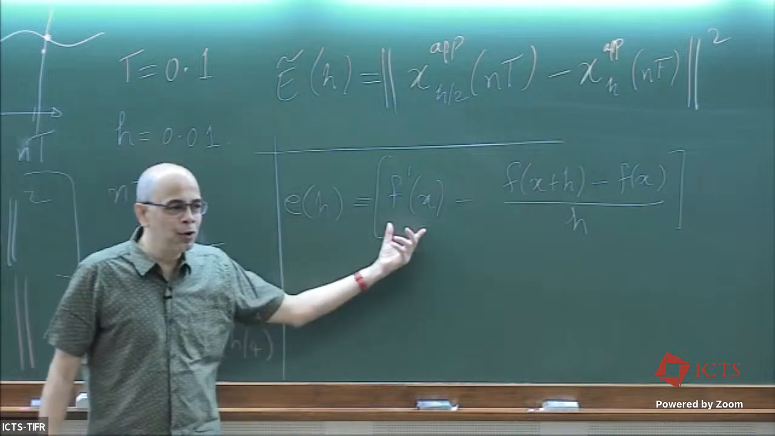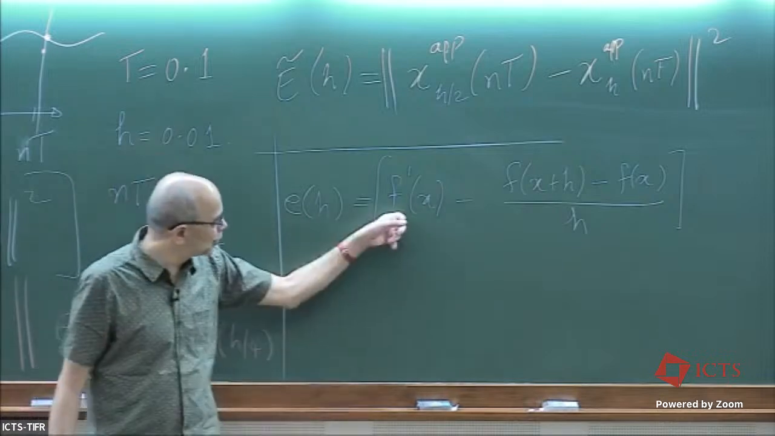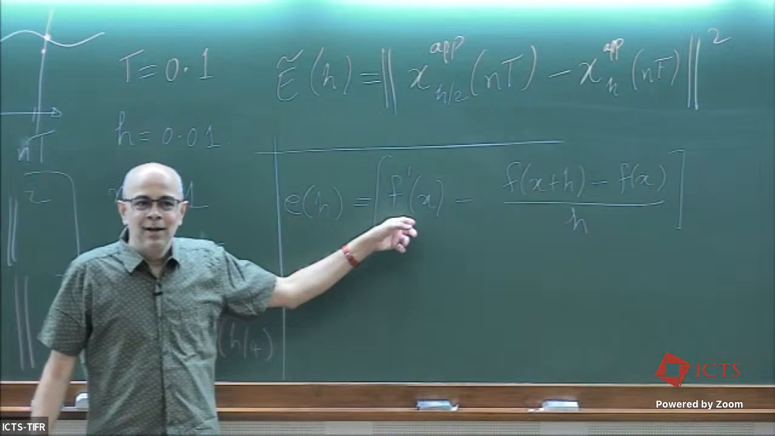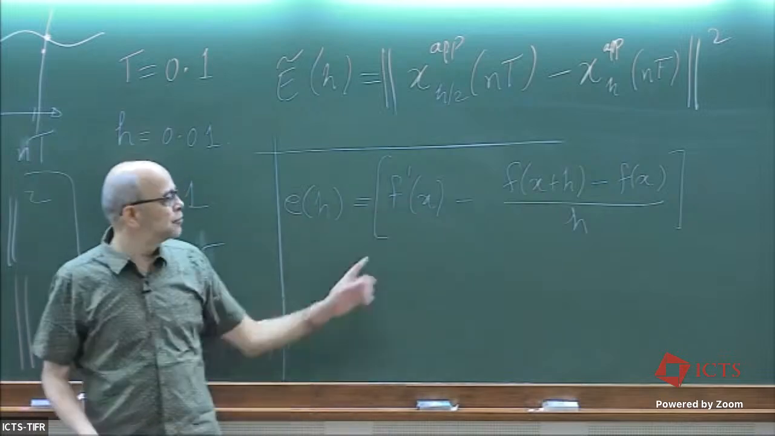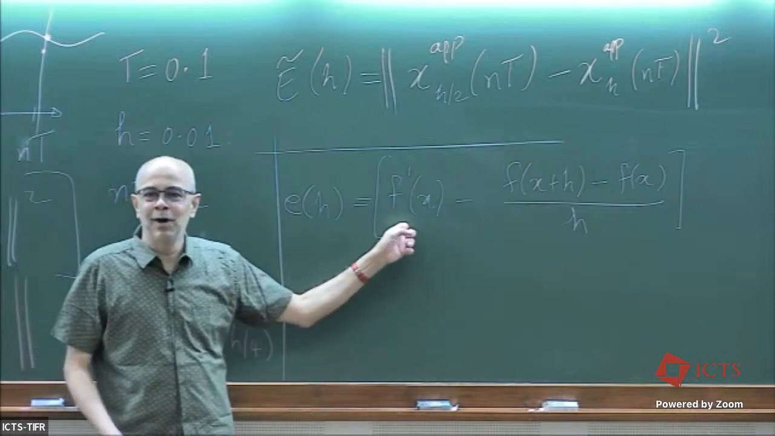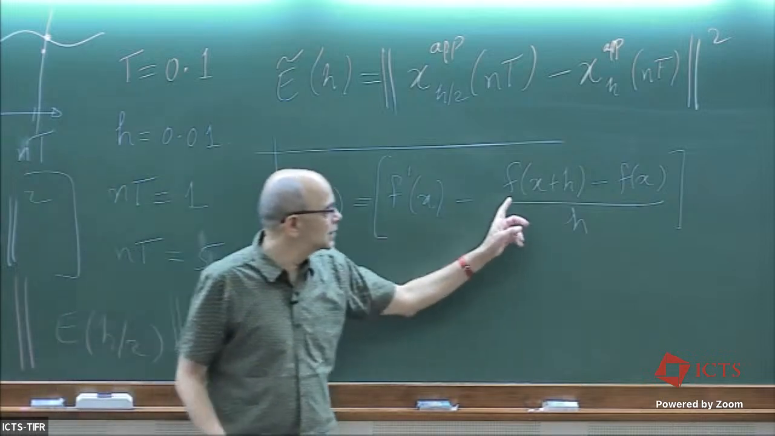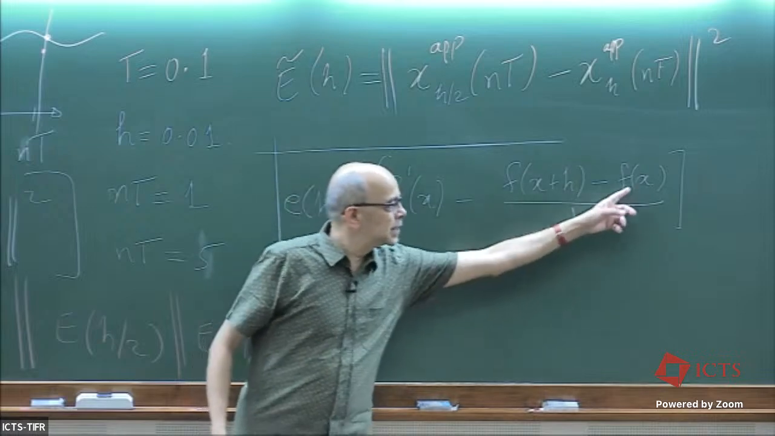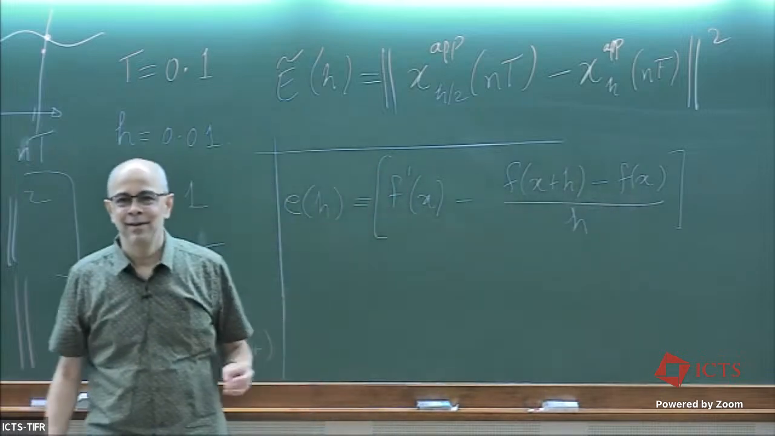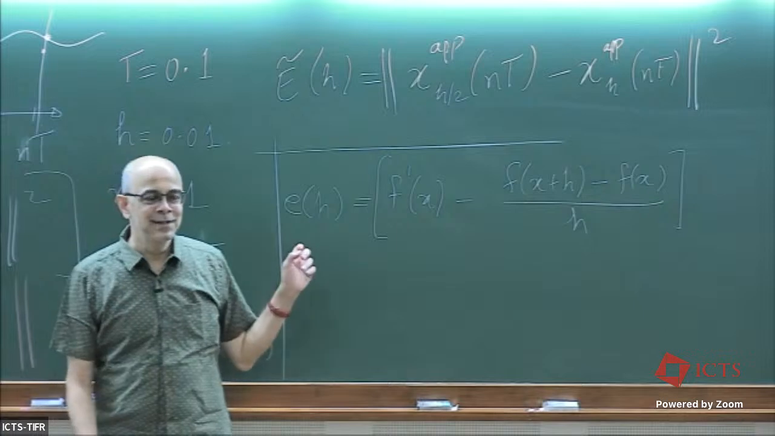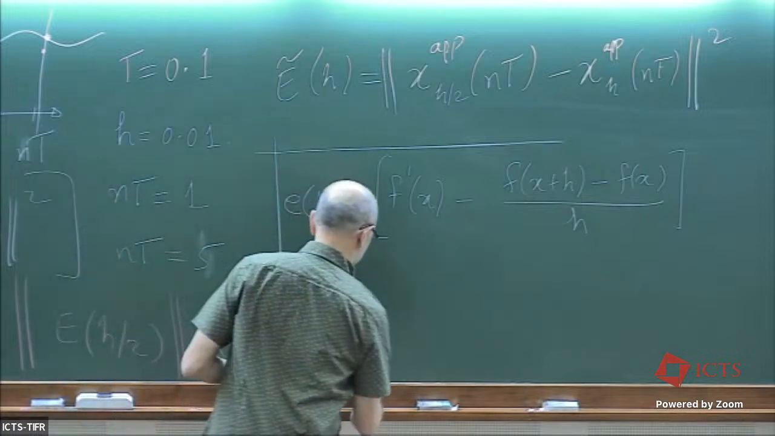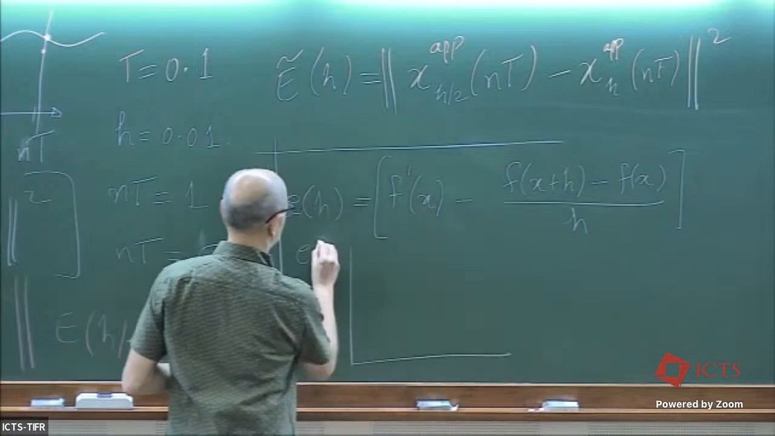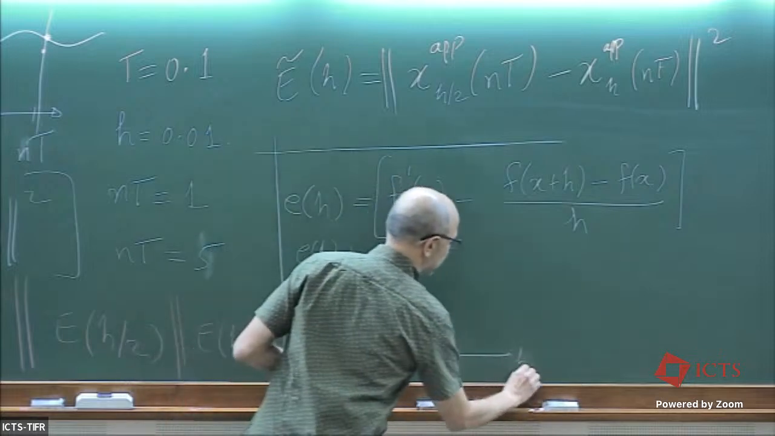F prime is known, so take a known function so that you know what this quantity is. And let's say f of x is x square at x equal to 1. This will be 2x, that is 2 times 1, just 2, minus x plus h square minus x square divided by h. What does this look like as a function of h? E of h as a function of h.